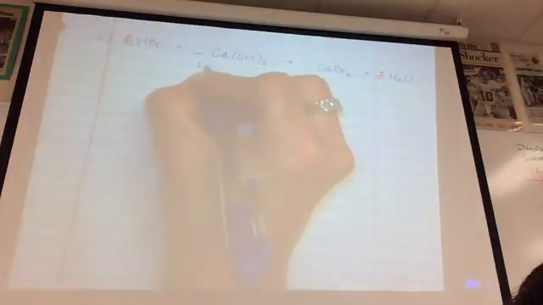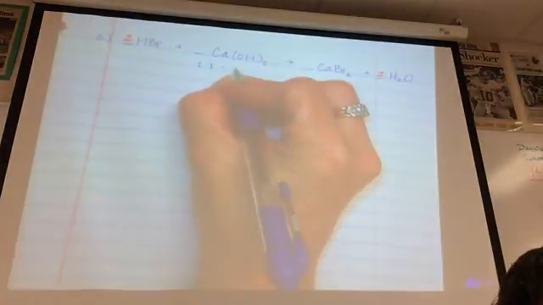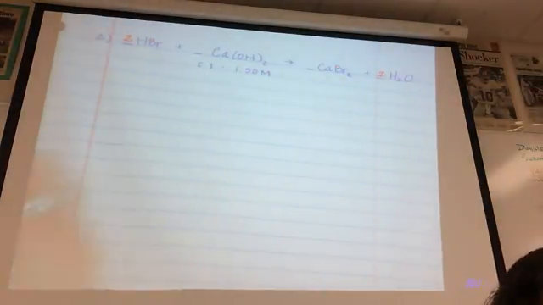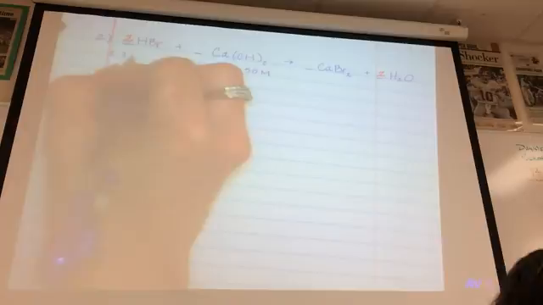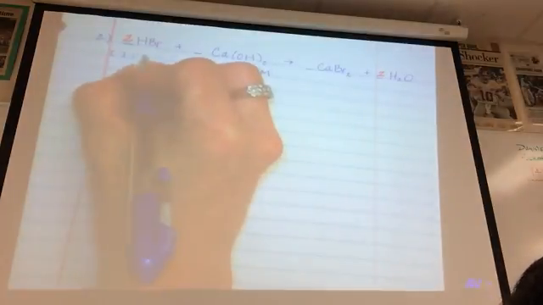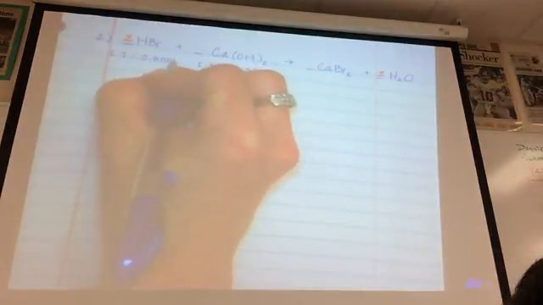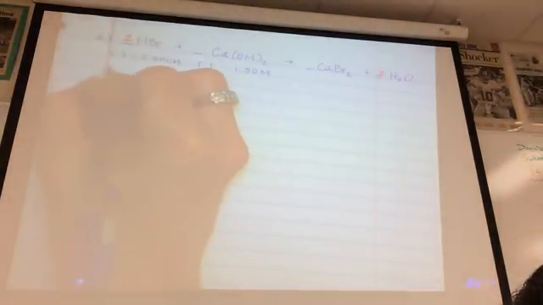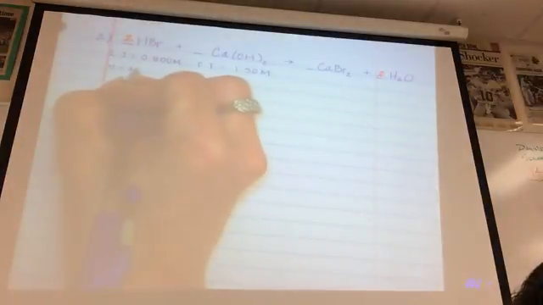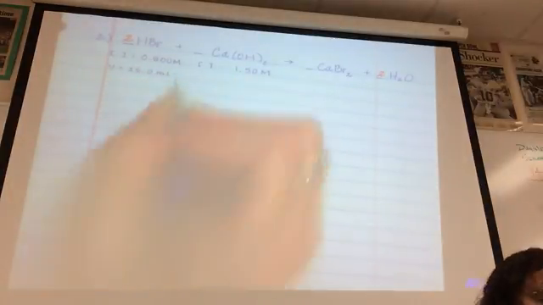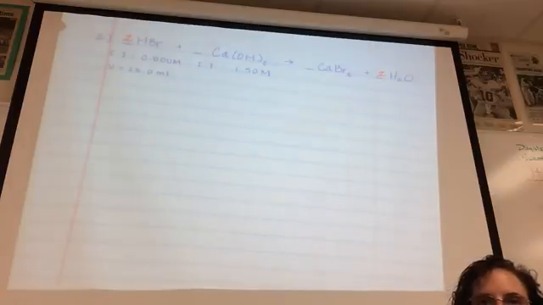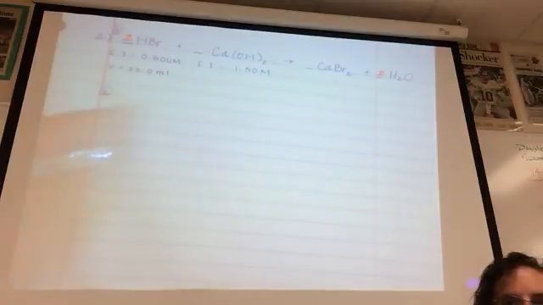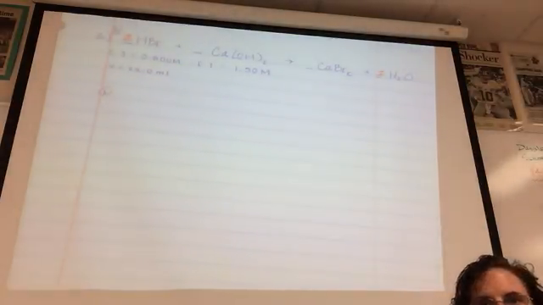The concentration of the base is 1.50 molar. The concentration of the acid is 0.800 molar. What's the volume of the acid? 25 mL. Good. That's step A. I'll letter them, yeah? What's step B? Now you guys don't have to letter them.